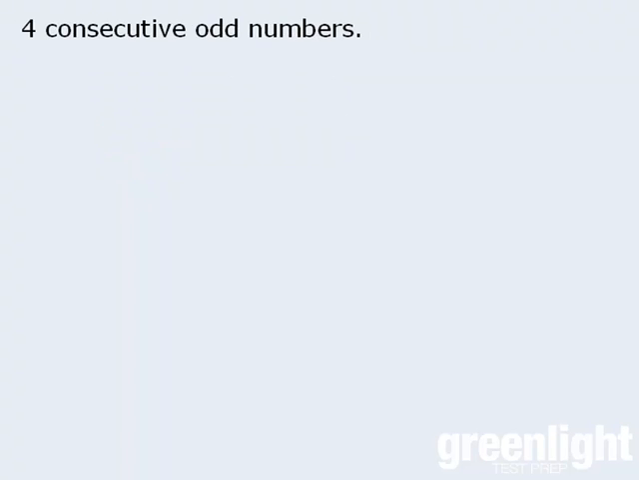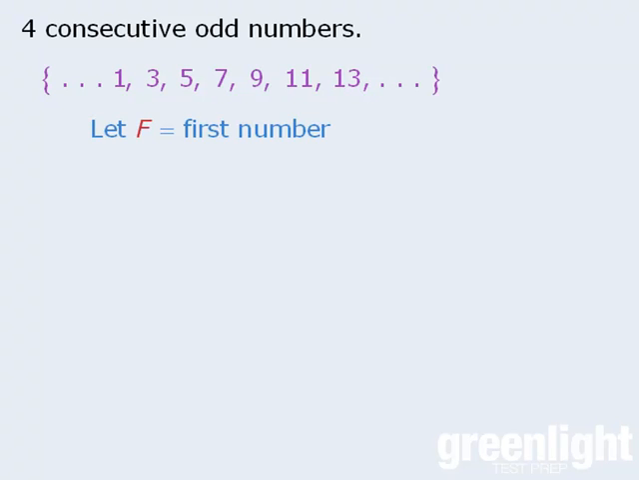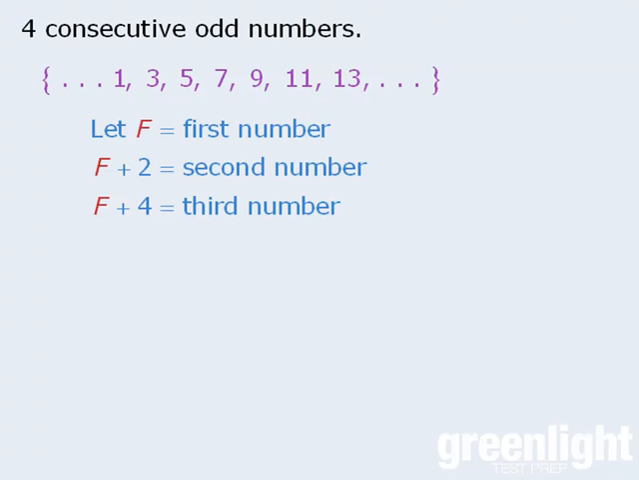Alright, what about this one? How do we assign variables to 4 consecutive odd numbers? Well, notice that each consecutive odd number is 2 greater than the number before it. So if we let f represent the first number, then the second number will equal f plus 2, the third number will equal f plus 4, and the fourth number will equal f plus 6.